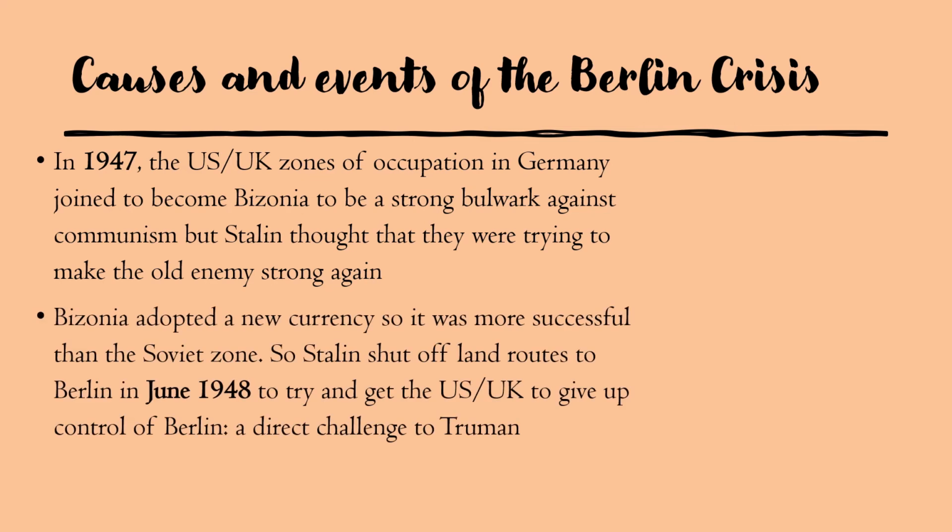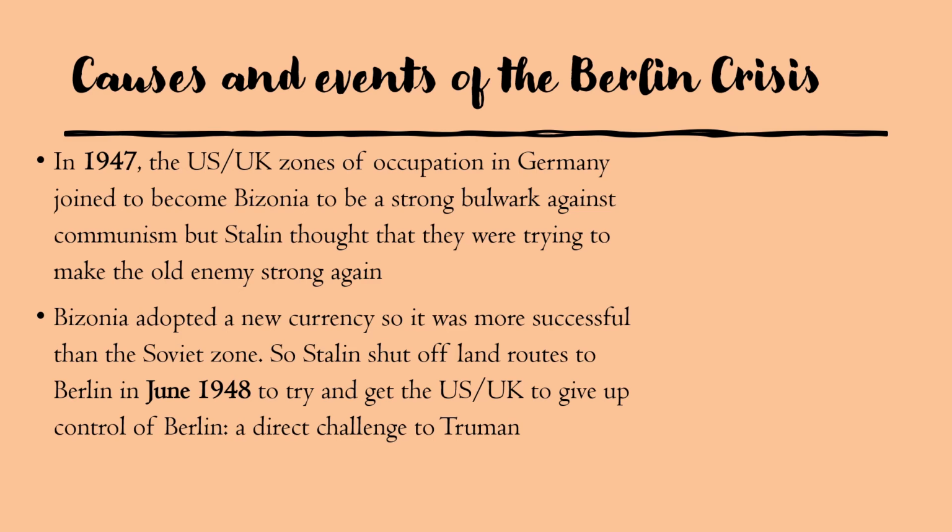Bizonia accepted a new currency. They adopted a new currency, and this made them become more successful than the Soviet zone of occupation, and Stalin was very, very jealous about this. Bizonia was getting stronger, and he was very fearful about the intentions of this. And so in June 1948, he shut off land routes to Berlin.